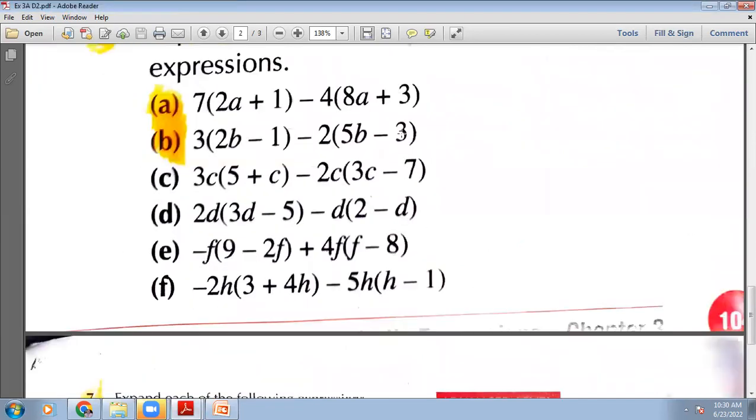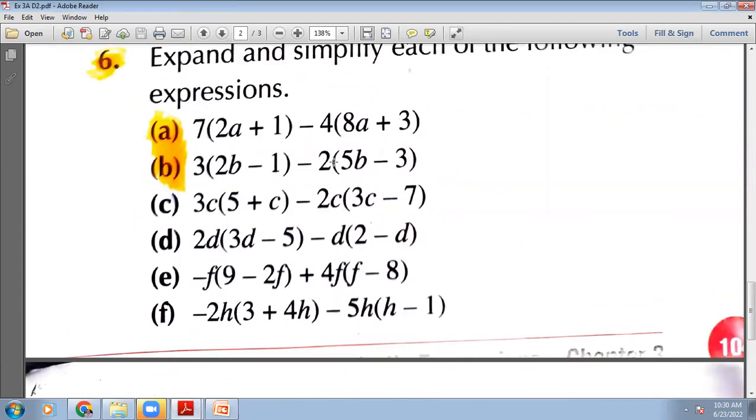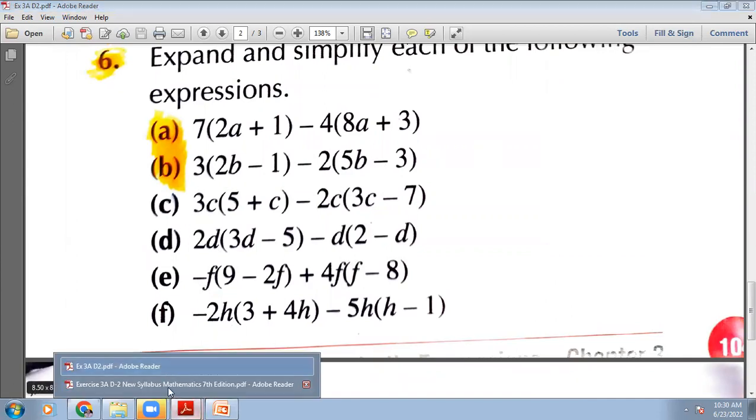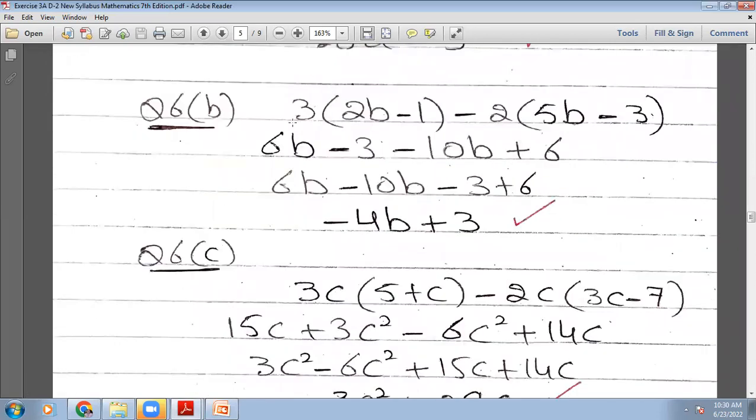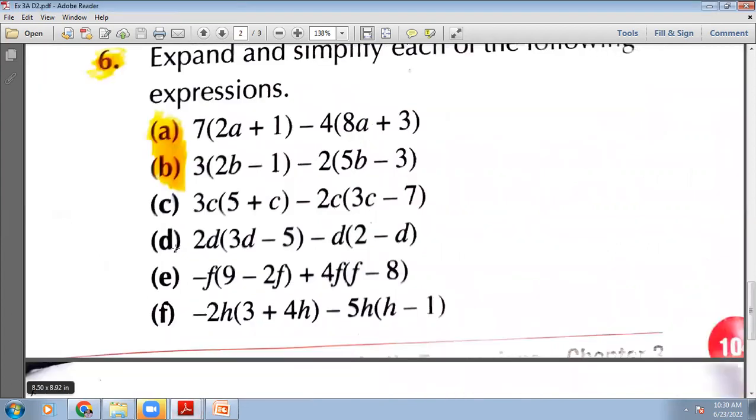Okay, so B part, this one is the B part. Question number 6, B part. Okay, so this 3 will multiply with both these members, and then this minus 2 will multiply with both these members. So you will have 6b minus 3 minus 10b plus 6. Minus 2 times minus 3 will become plus 6. Arrange the like terms: 6b minus 10b and minus 3 plus 6. So you will have minus 4b plus 3. That was the B part.